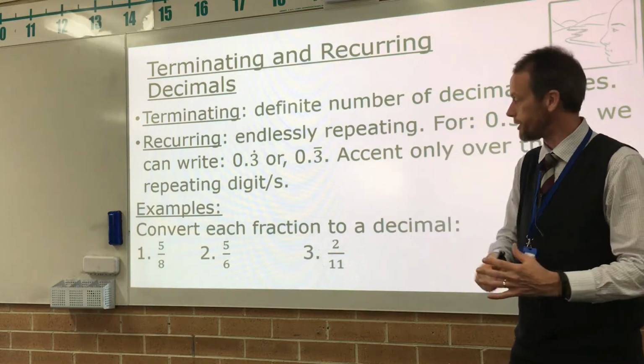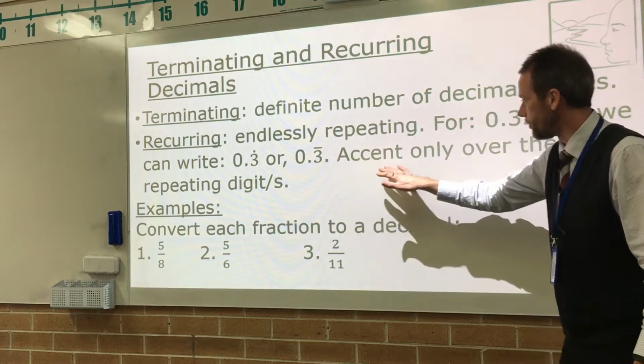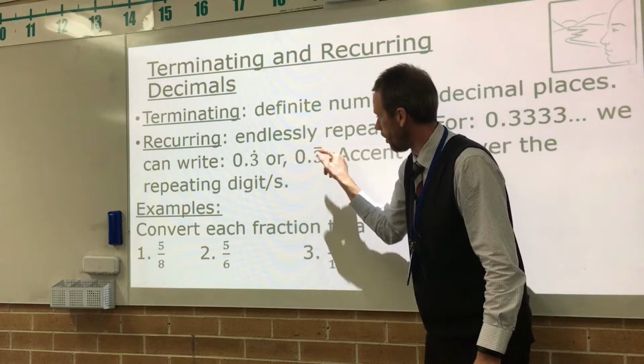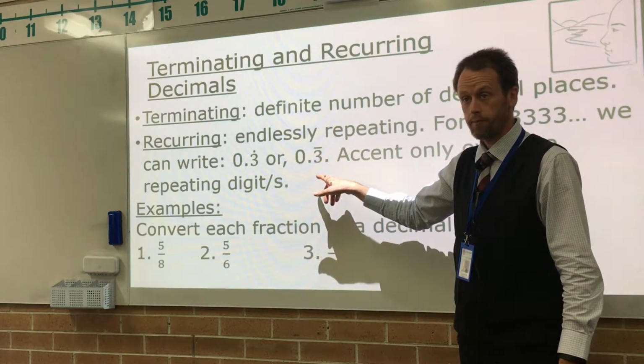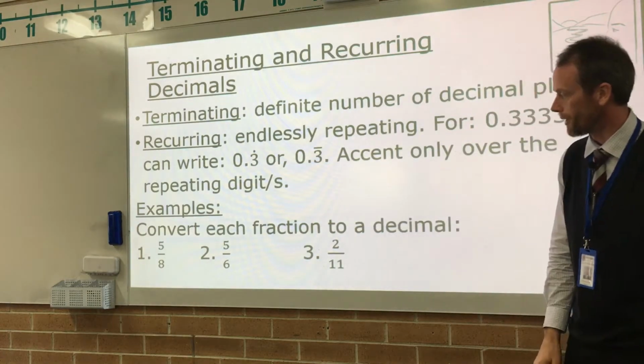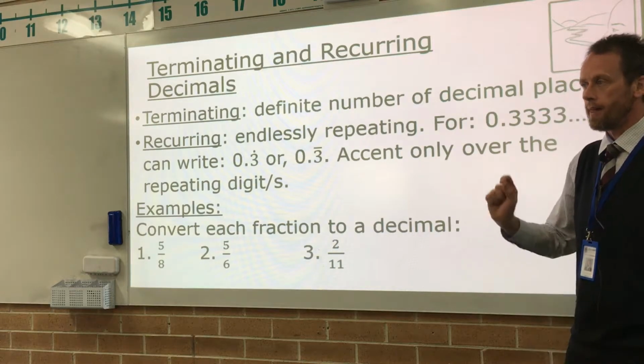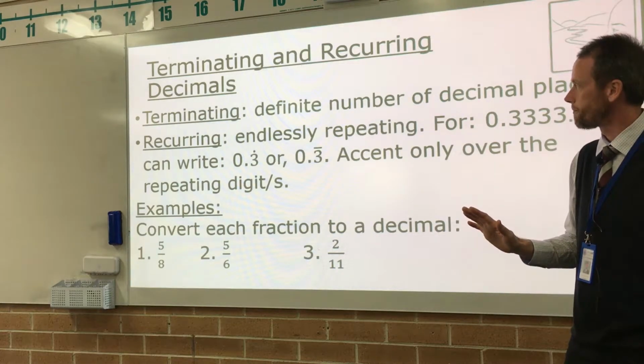That's a recurring decimal. But notice that the accent, that's the dot or the line, only goes over the repeating digit or digits, which we'll see with this one when we get to it. Okay? That's where it goes. Don't put it anywhere else.